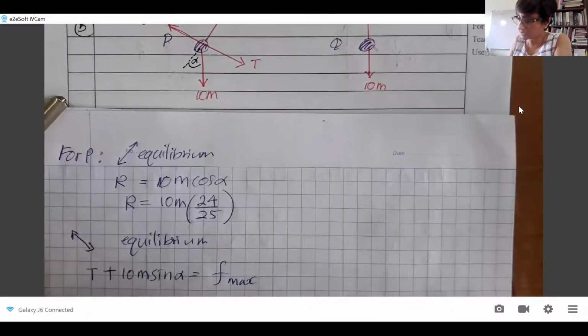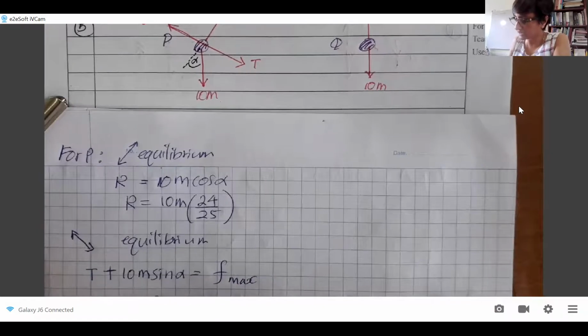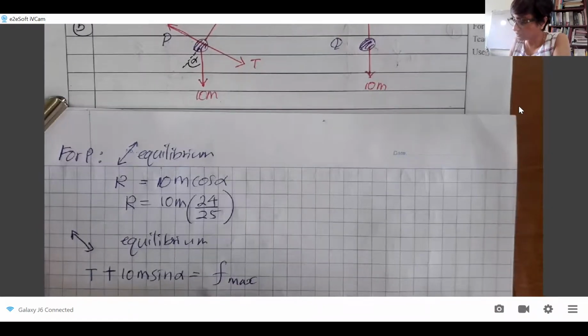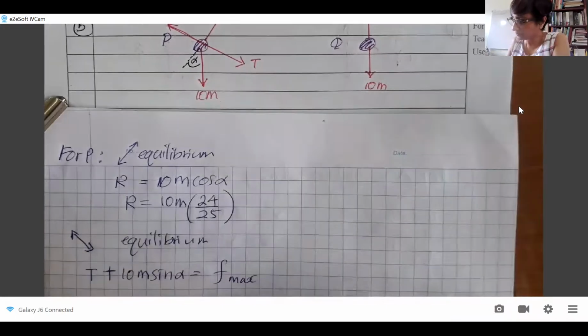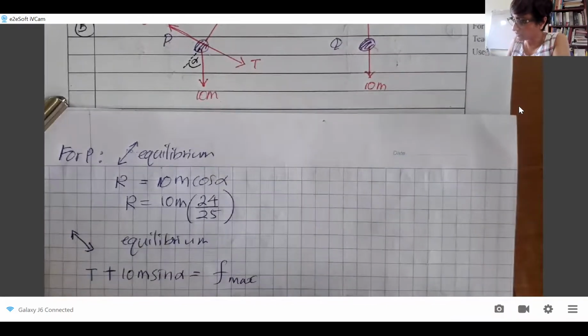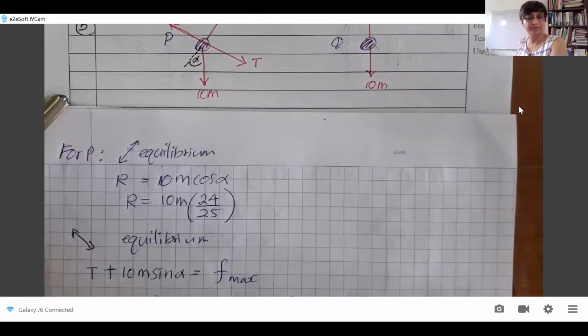T versus T plus mg, sine alpha equals 7 over 25. Good, that's correct, 7 over 25. And F max I can write as mu R, and R is this, 10m times 24 over 25. Let me keep it like that. That's all I can do with particle P.